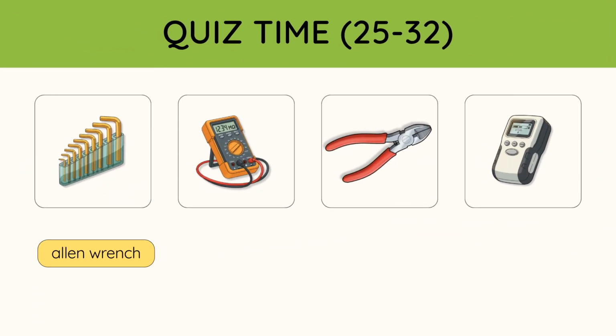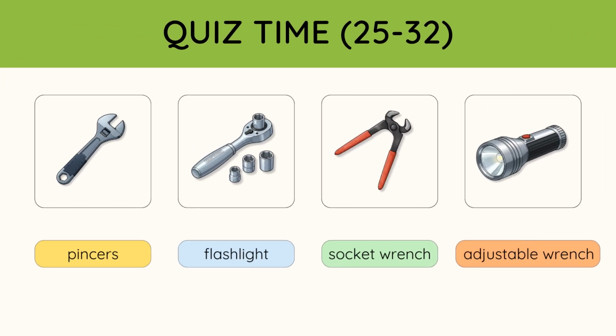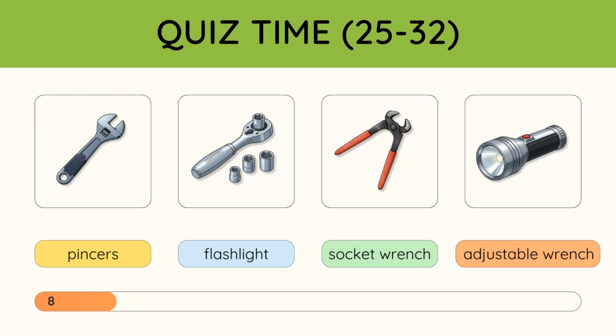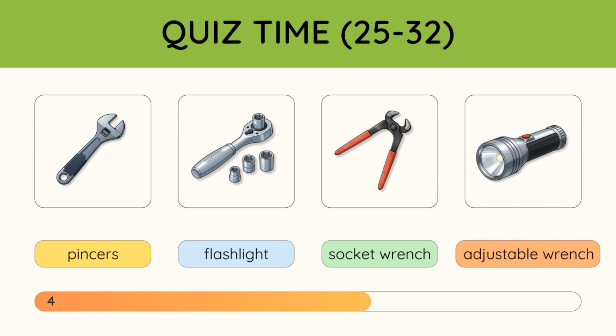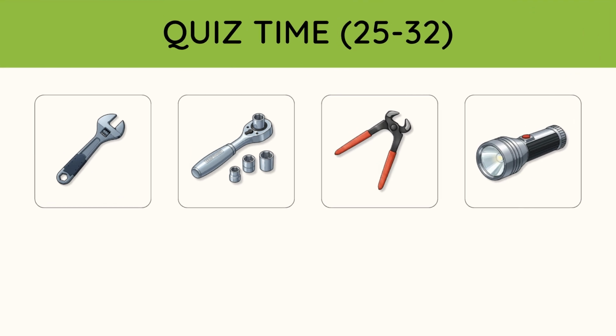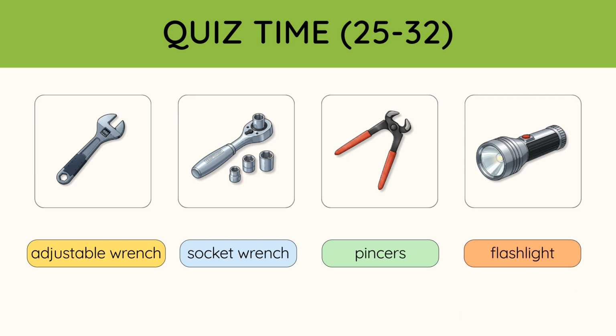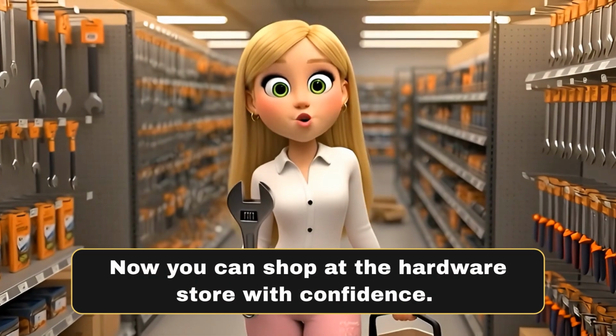Time is up. Allen wrench, multimeter, wire cutter, stud finder. Round 2. Are you ready? Here's what we had. Adjustable wrench, socket wrench, pincers, flashlight. Now you can shop at the hardware store with confidence.